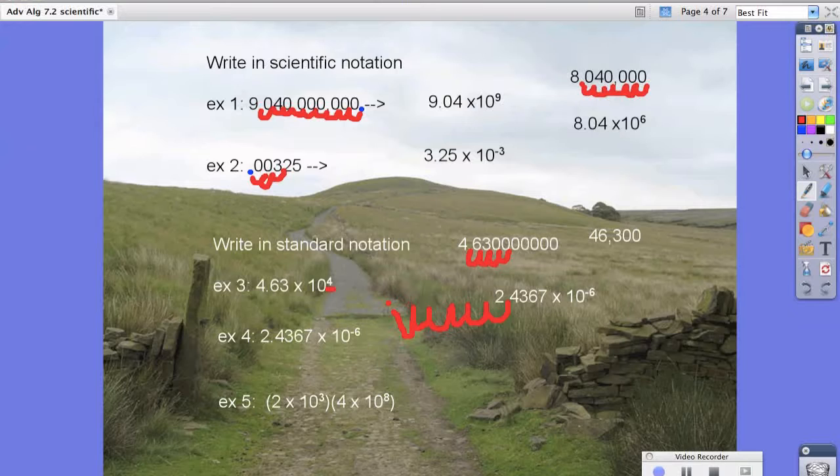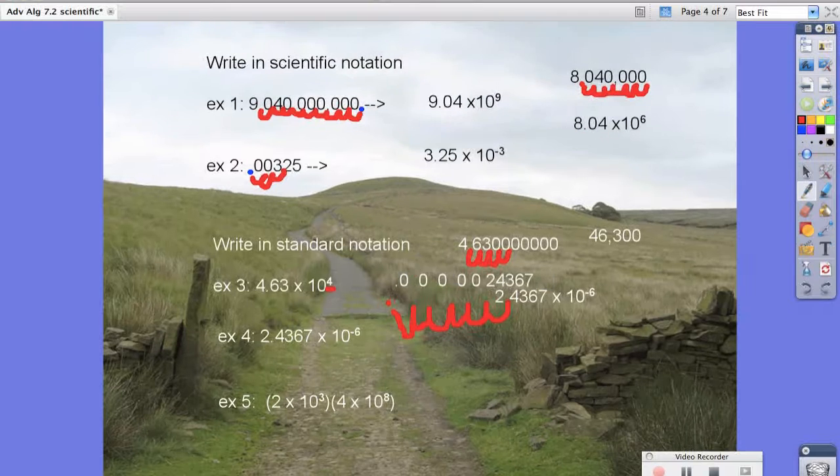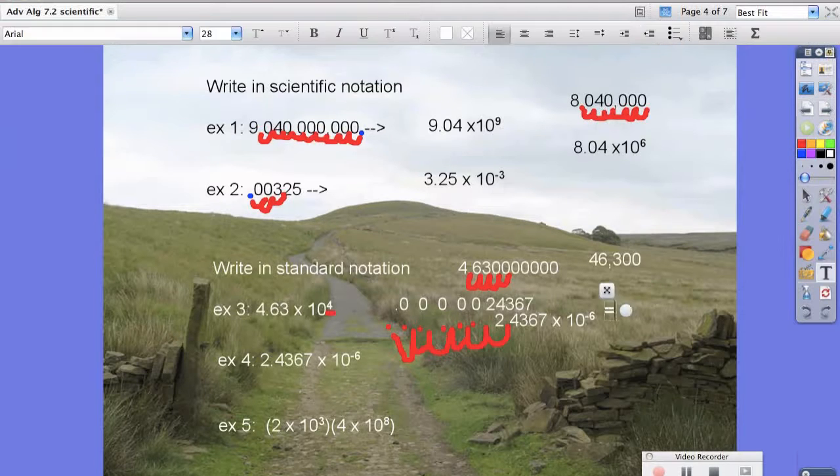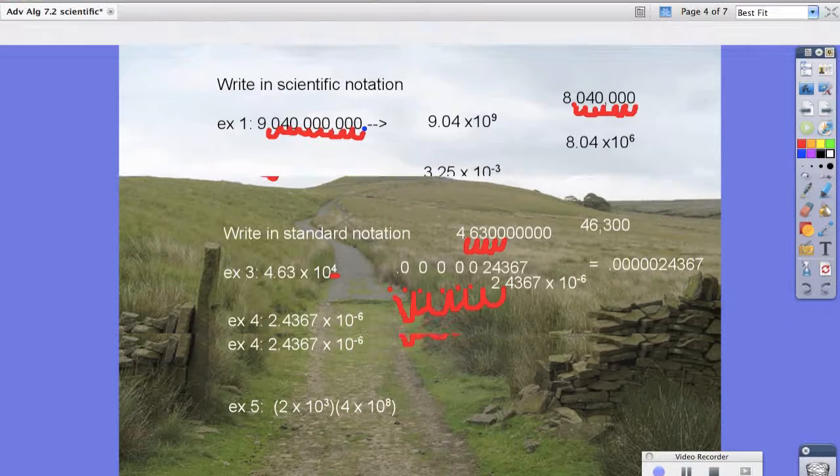So we are going to have 0.0, 0, 0, 0, 0, 2, 4, 3, 6, 7. So notice that there were 1, 2, 3, 4, 5 holes, so we had to put in 5 zeros. So to clean this up, our number would now be 5 zeros, 2, 4, 3, 6, 7. This is what it would look like in standard notation.